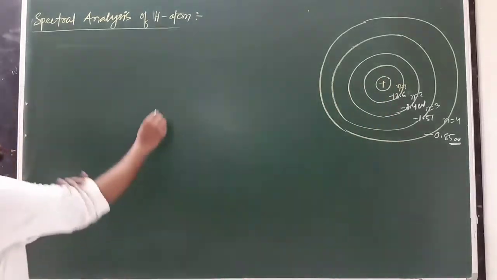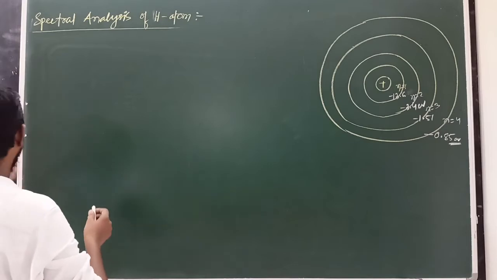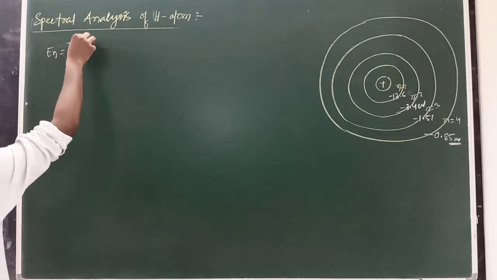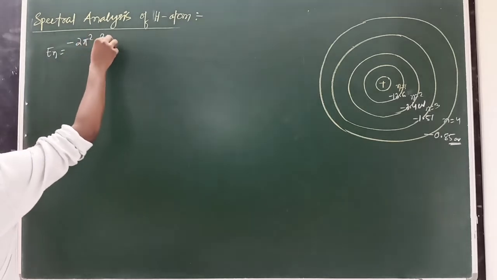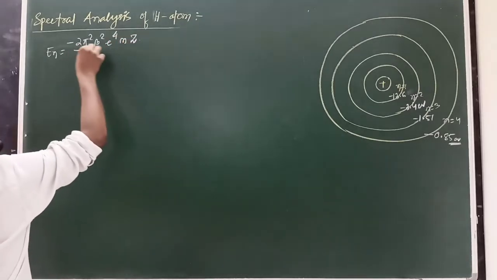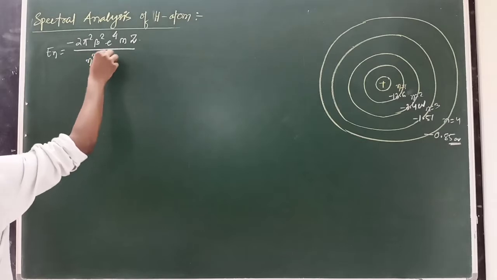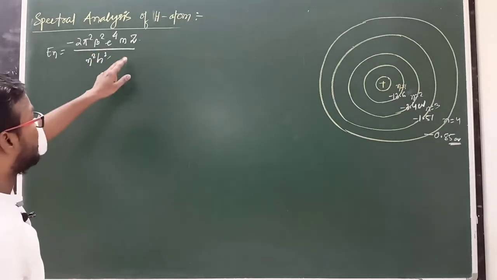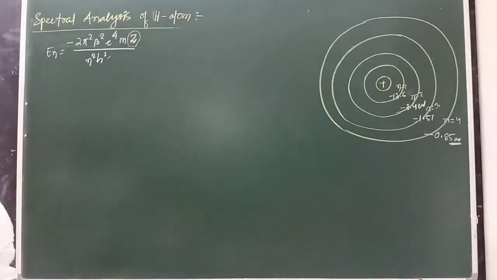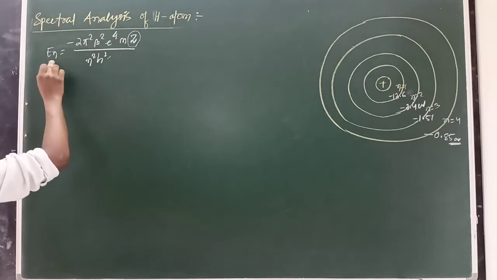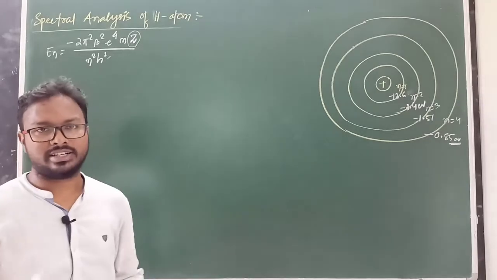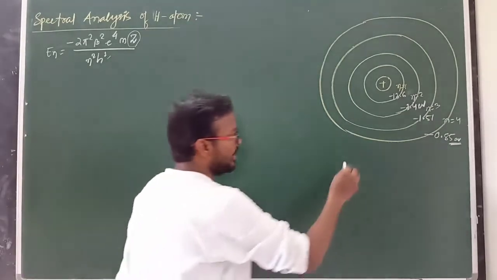Now the energy of the hydrogen atom in the nth Bohr orbit we can write as En equal to minus 2 pi square e to the power 4 m Z divided by n square h square, with the constants as given. For hydrogen atom you can write Z equal to 1. So En means the total energy in the hydrogen atom for the nth orbit. Clear? Okay.